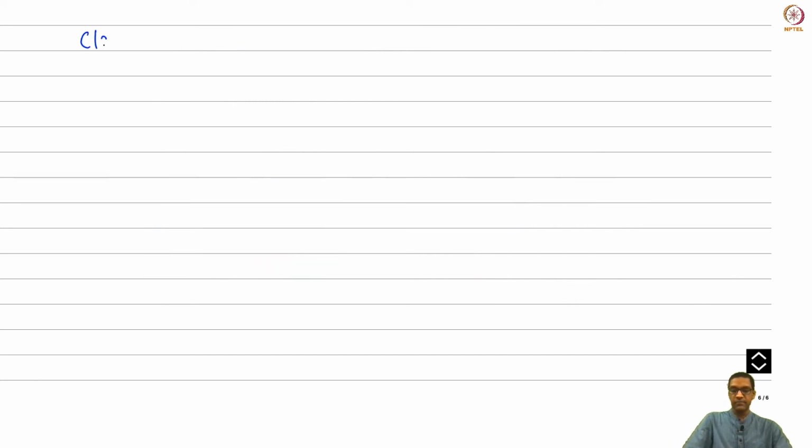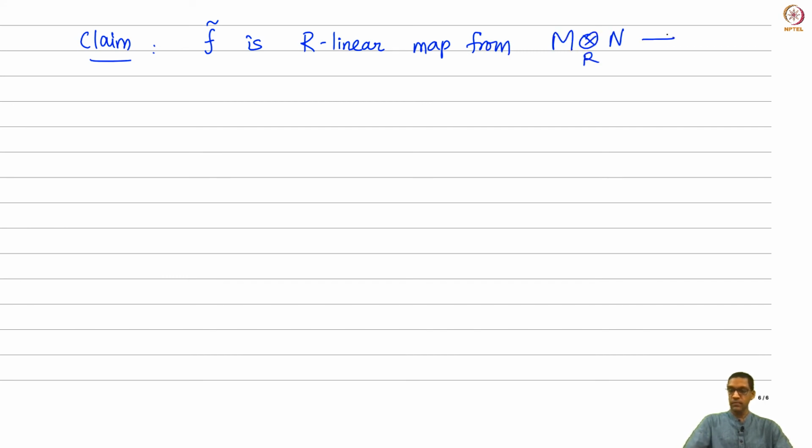Okay, so claim: f tilde is not just Z linear, it's actually an R linear map between these two R modules. It's an R linear map from M tensor N to K. Okay, so let's prove this. Now how do you check R linearity? Let's just check it on the generators. So I will take f tilde.